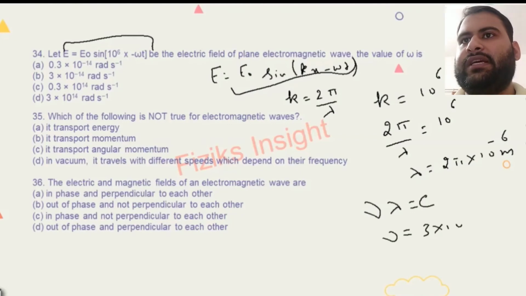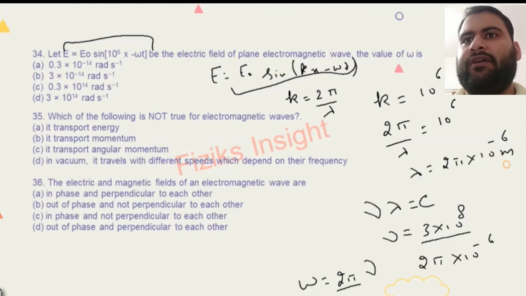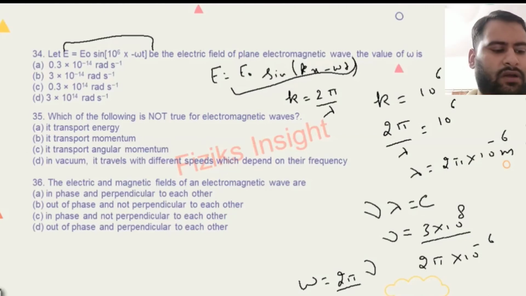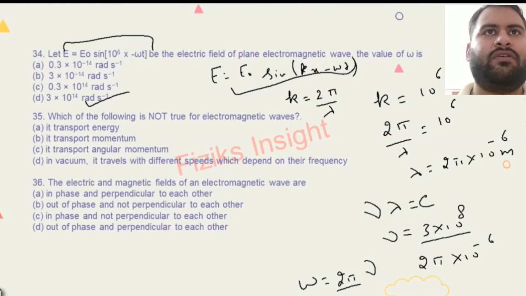Now frequency comes out to be 3 into 10 raised power 8 upon 2 pi into 10 raised power minus 6. Now in order to determine frequency, you will multiply it by 2 pi. So when you multiply this 2 pi here, the 2 pi will cancel out, so automatically the value will become 3 into 10 raised power 8 plus 6, that is 14. So the correct option is D part, 3 into 10 raised power 14 radian per second.